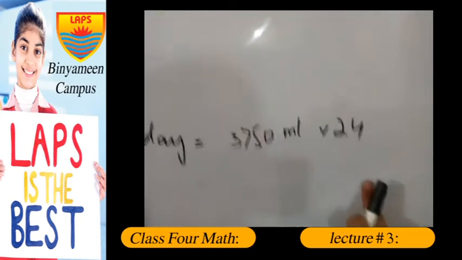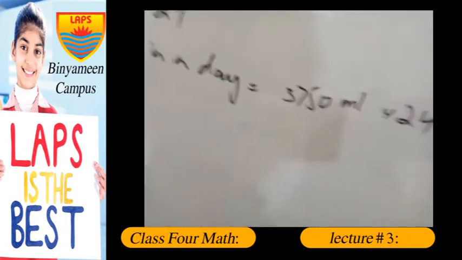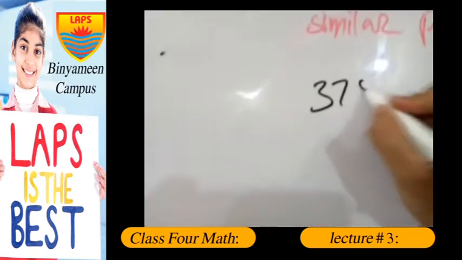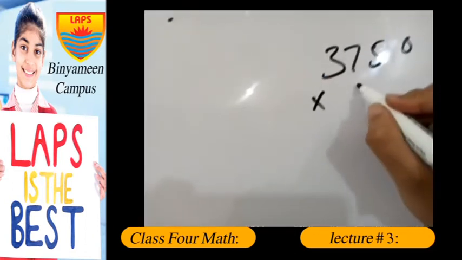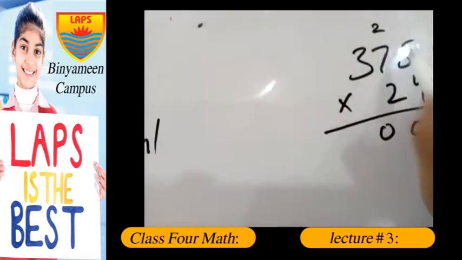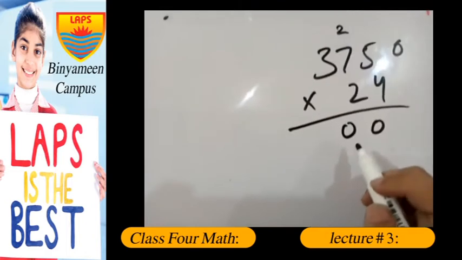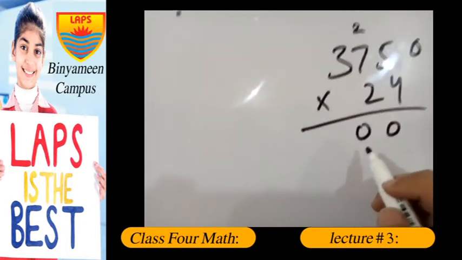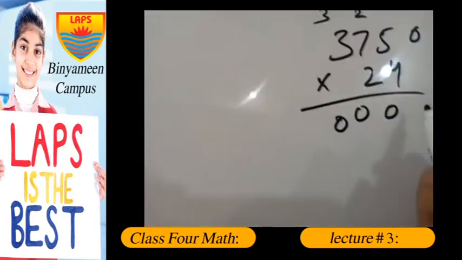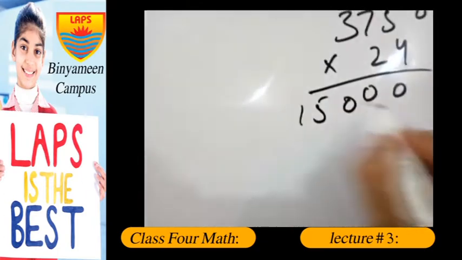3750 milliliter multiplied by 24. If we multiply them here, 3750 multiplied by 24. 4 zeros are 0, 4 5s are 20, 2 will be carried on 7, 4 7s are 28 and 2 makes 30, 0 and 3 will be carried, 4 3s are 12 and 15.